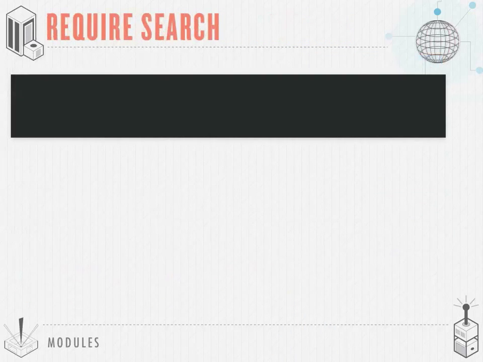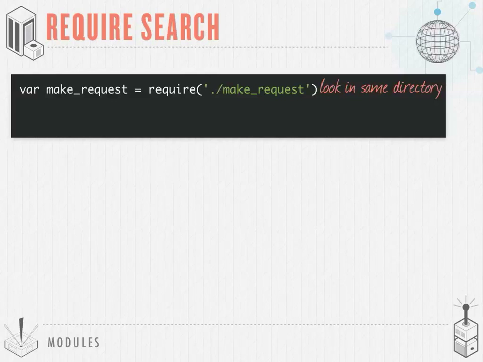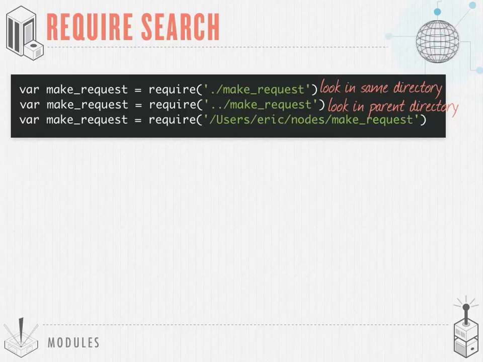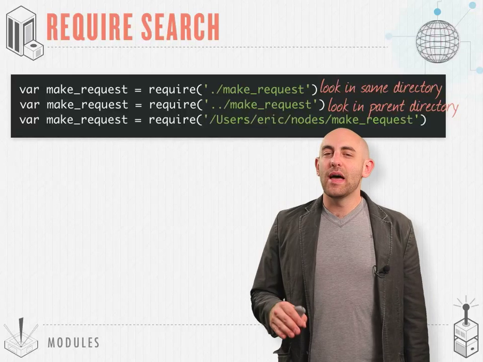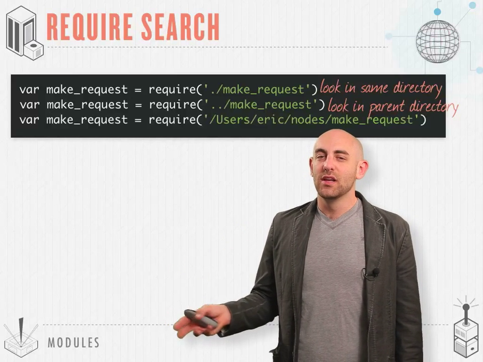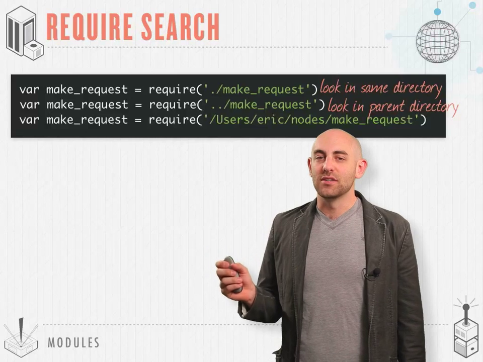When we require with ./makeRequest, we're telling require to look in the same directory. We could tell require to look one directory up using ../mymodule, and these are relative paths. We could also just pass in an absolute path to our module. But what happens when you just pass in the name of the module, like makeRequest, without ./ or ../ in front of it?